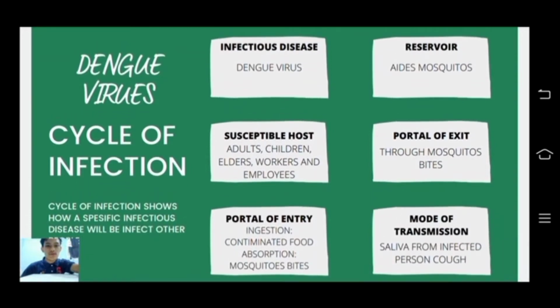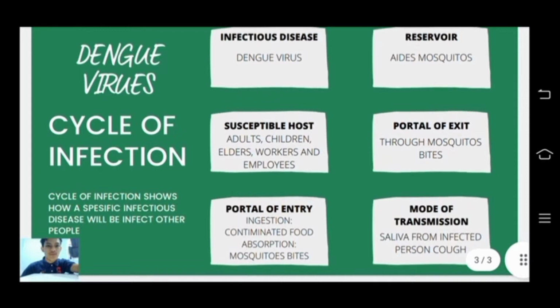Cycle of infection of dengue virus. The cycle of infection is used to show how a specific infectious disease will affect other people. Firstly, the infectious disease is the dengue virus, and the reservoir is Aedes mosquitoes.